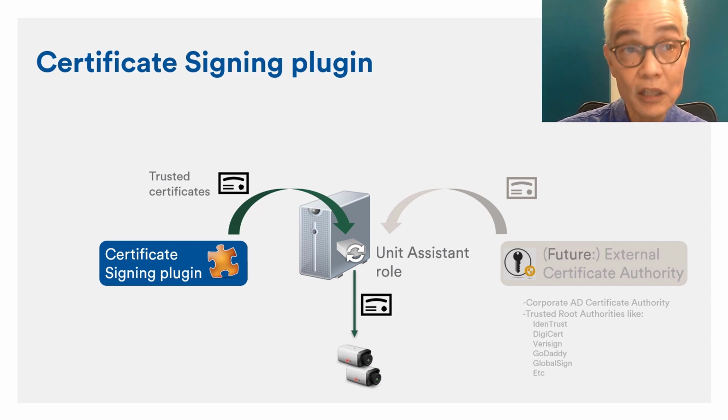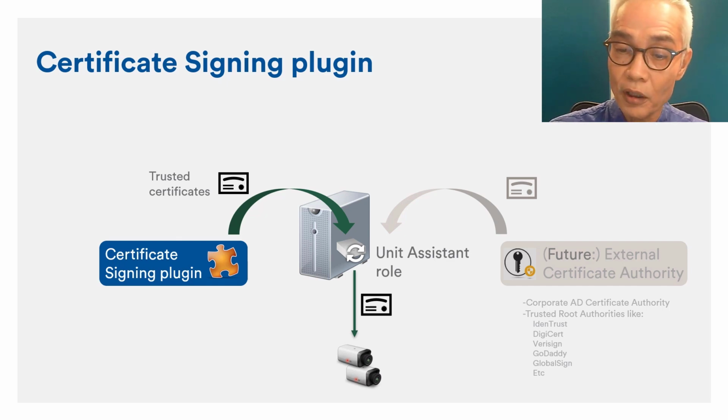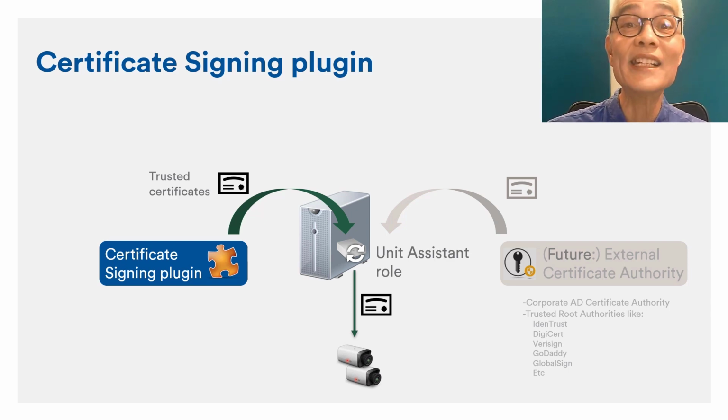Using an external certificate authority would be preferable for many of our customers, as they could use a corporate Active Directory certificate authority, part of your corporate domain already, or other external trusted root authorities like IdentTrust, DigiCert, VeriSign, GoDaddy, GlobalSign. There's all kinds of them out there. These are third-party companies who exist out there on the internet for the purpose of issuing trusted and signed certificates so that computers, web servers, mobile devices, whatever it is, have a sort of ID card they can use to prove who they are.